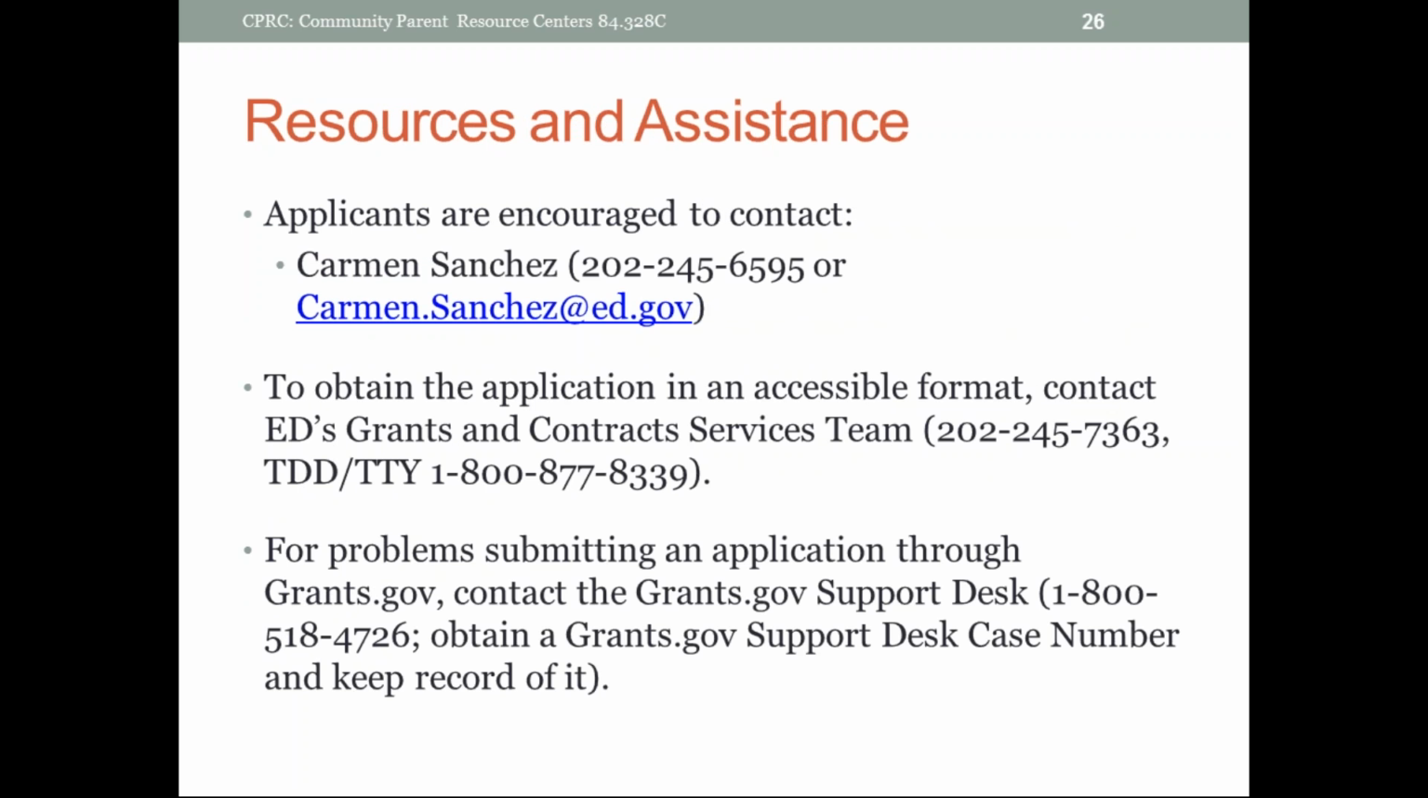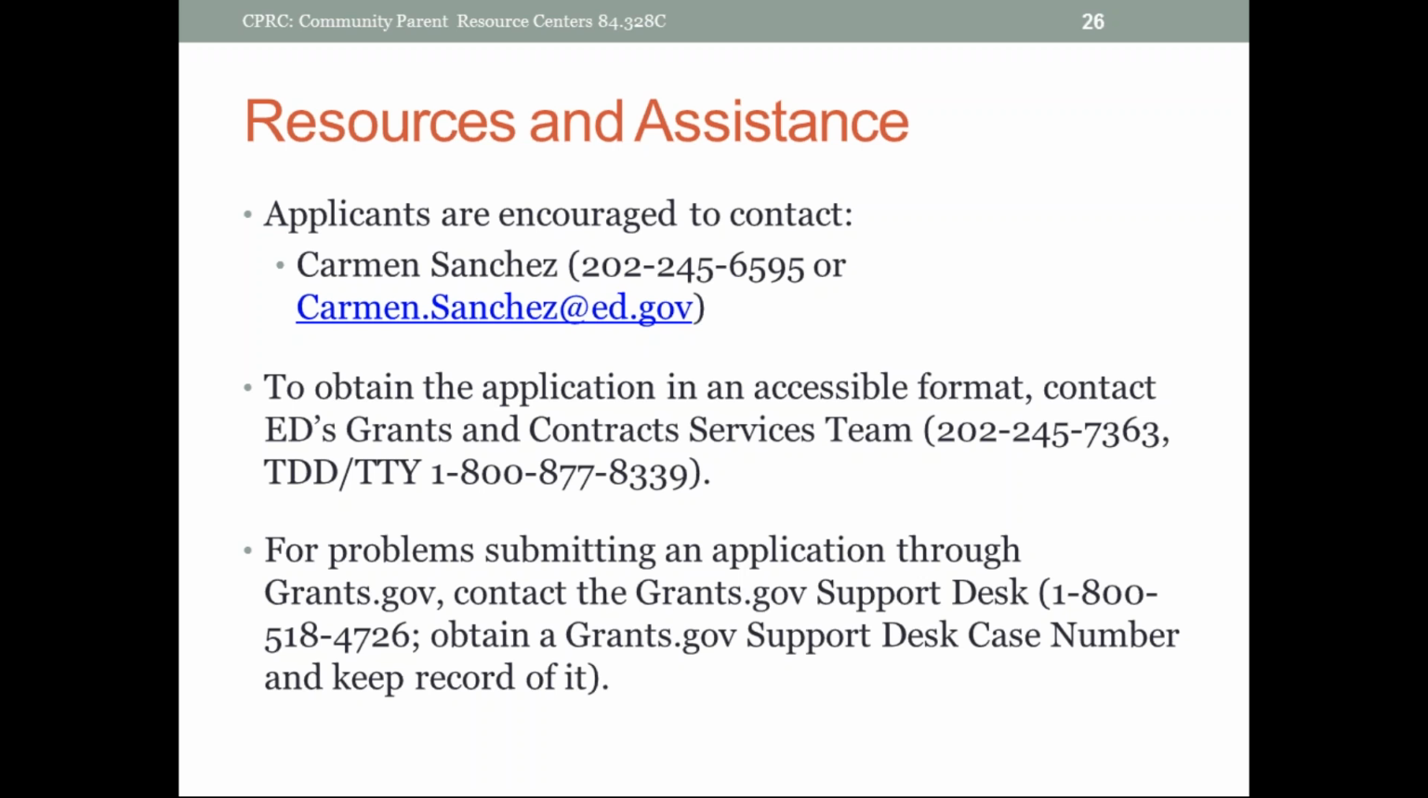You're encouraged to contact me if you have further questions. I have some other questions I got through email that I'm going to address right now. But you're encouraged to contact me if you have further questions, and I can provide you with any kind of assistance. To obtain the application in an accessible format, you can contact the ED's Grants and Contract Services team, which you have the number there.